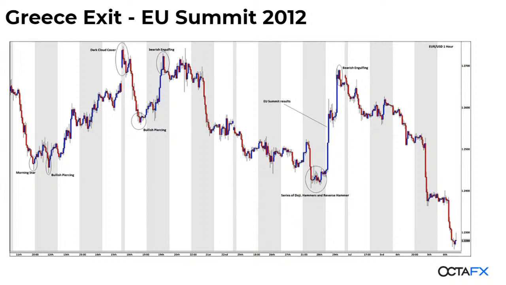You got your morning star over here. You got your bullish piercing before the market goes up. Market goes up. You got your dark cloud cover. Market goes down. You got your bullish piercing. Market goes up. You got bearish engulfing, and then the cluster of shooting stars over here, and the market goes down. And then all the way down, it forms a series of dojis and hammers and reverse hammers. That means buyers are coming into the market.